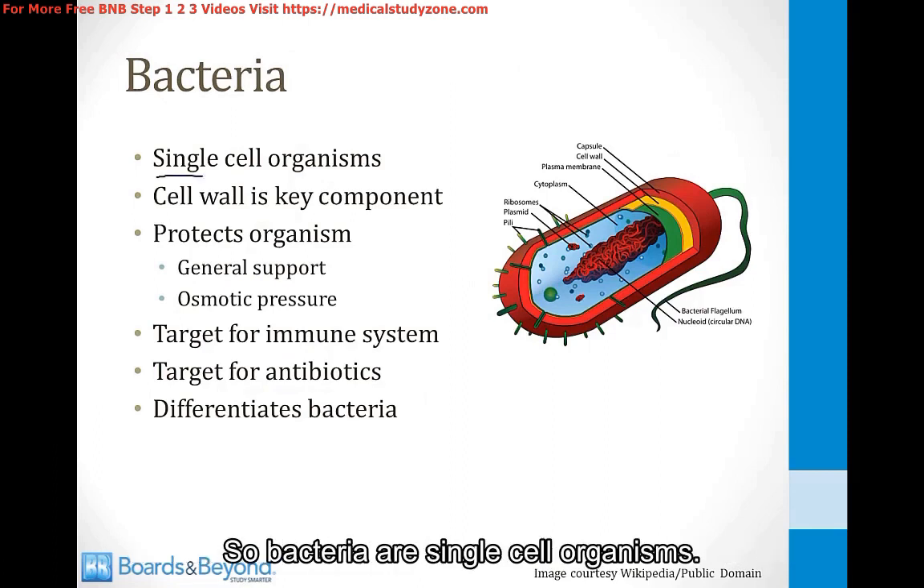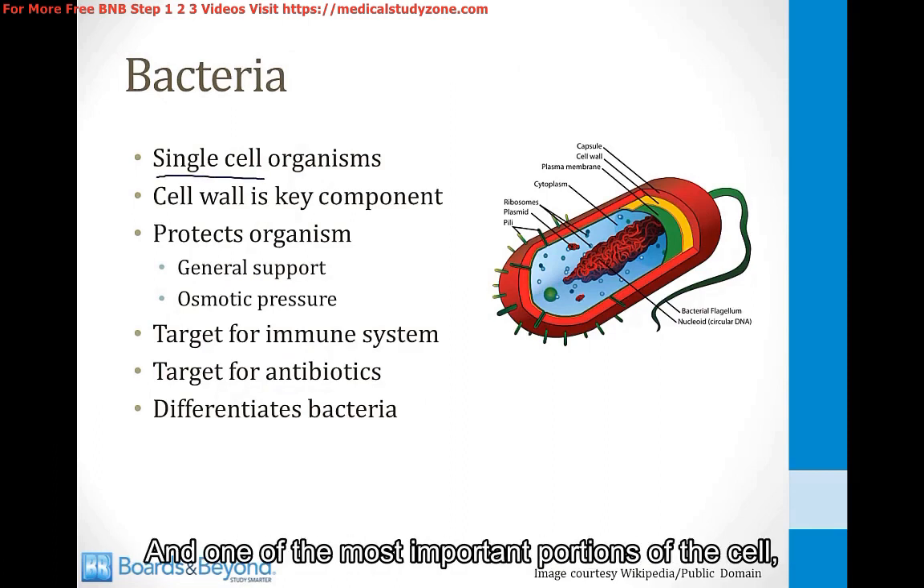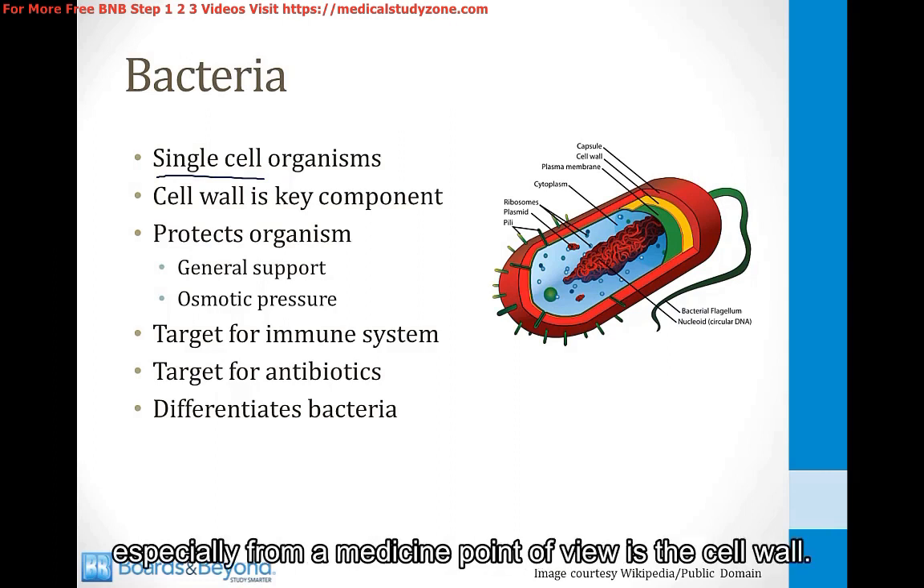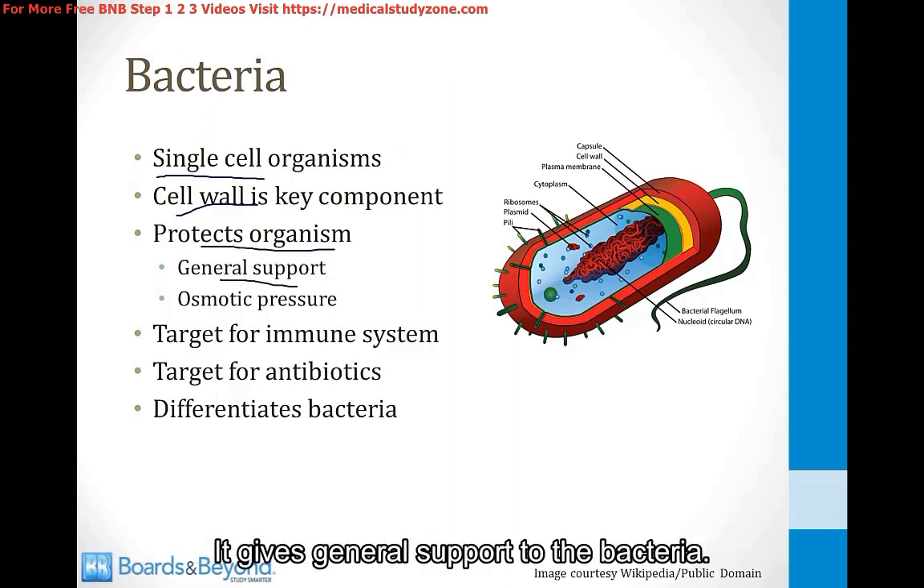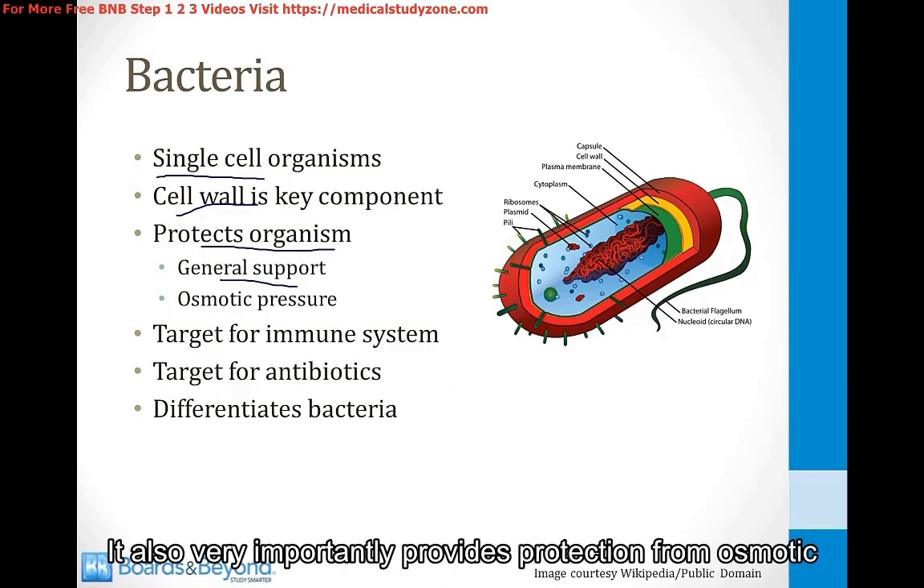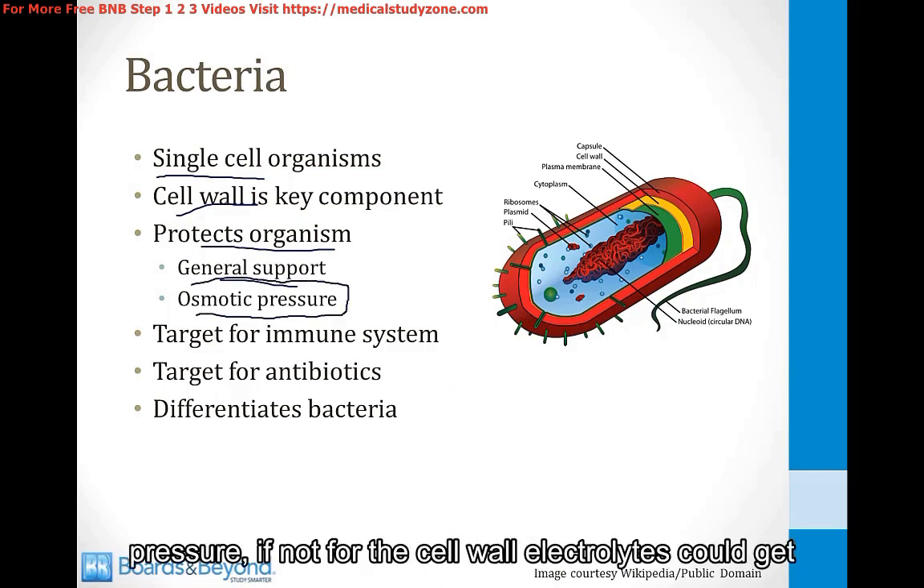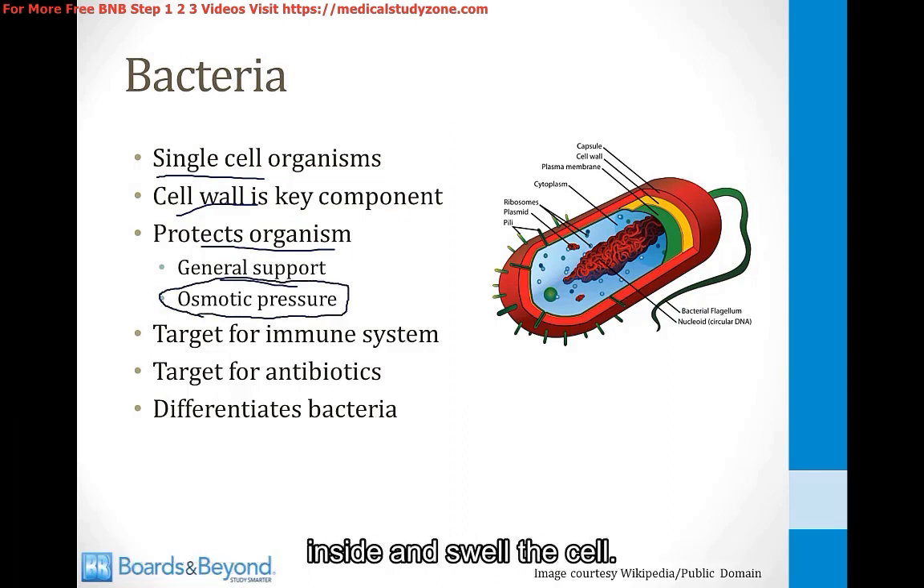So bacteria are single-cell organisms, and one of the most important portions of the cell, especially from a medicine point of view, is the cell wall. For the bacteria, the cell wall protects the organism. It gives general support to the bacteria. It also, very importantly, provides protection from osmotic pressure. If not for the cell wall, electrolytes could get inside and swell the cell.